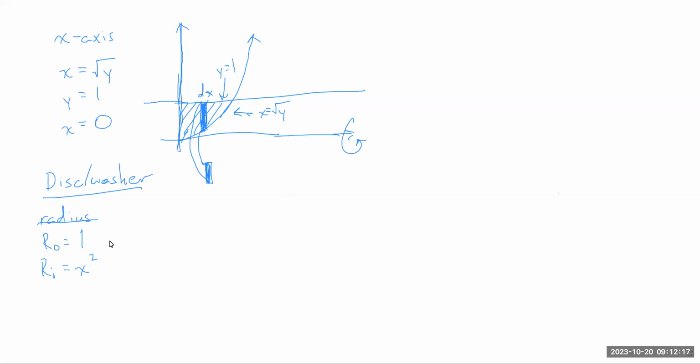So I have my inner radius, outer radius. Can I now set up the integral? So volume is equal to what?